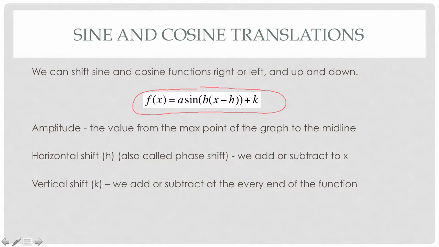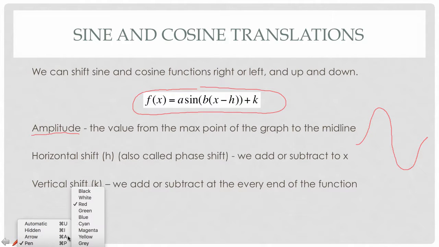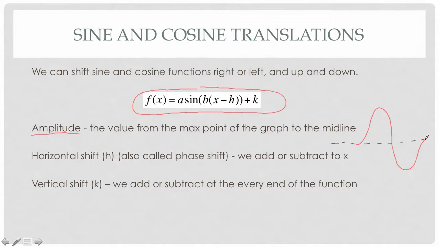Let's talk about some of these things here. Amplitude. This is a word that comes up in trig. And amplitude is talking about the value from the maximum point of the graph to the midline. So if you have a wave, kind of like this, right? Amplitude says, all right, let's draw a line from the middle and let's measure how far up my wave gets or how far down the wave gets, and that value is our value for A, the amplitude.